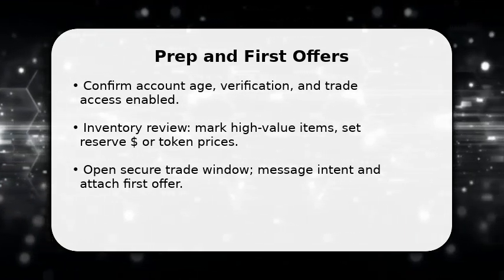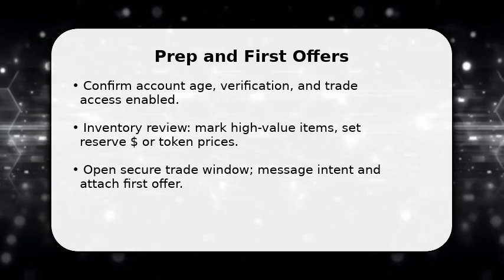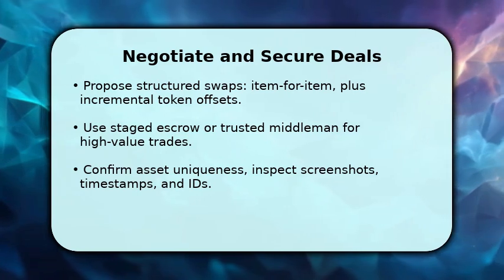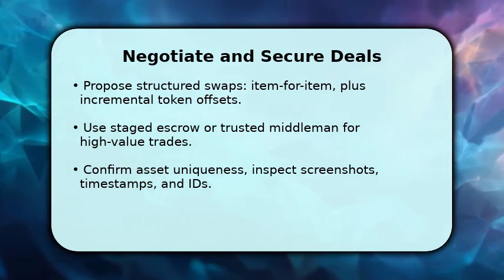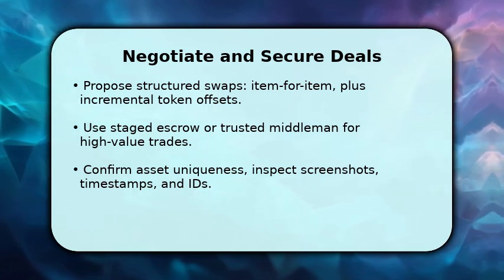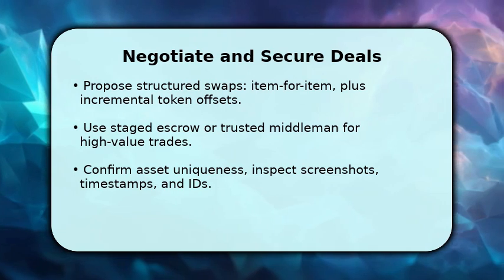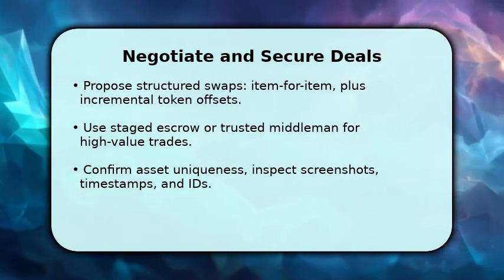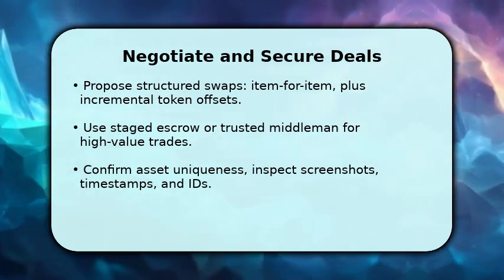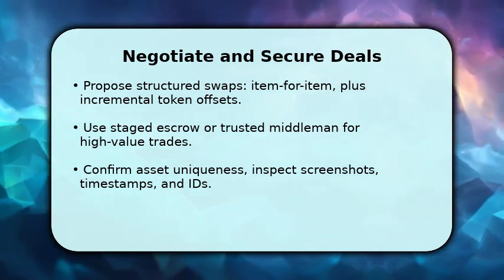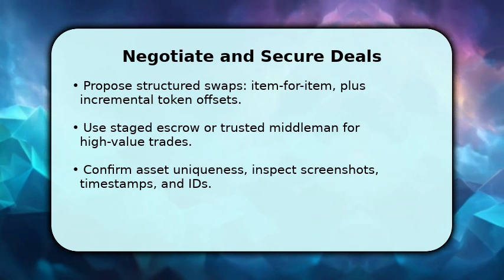You now handle the complex middle, negotiation and risk reduction. Propose structured swaps that include token offsets to balance differences and explain the valuation method so both sides understand why the numbers add up. Make sure to use staged escrow or a mutually trusted middleman for anything high value. This prevents scams. Also, inspect screenshots, timestamps, and item ID to confirm uniqueness and provenance.